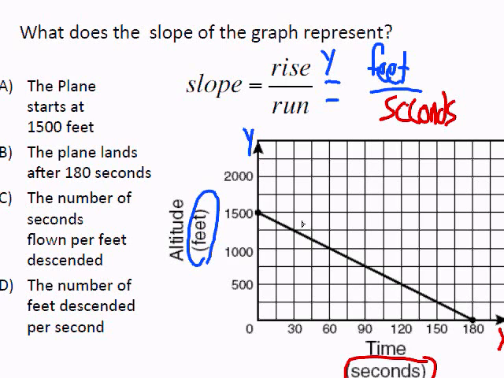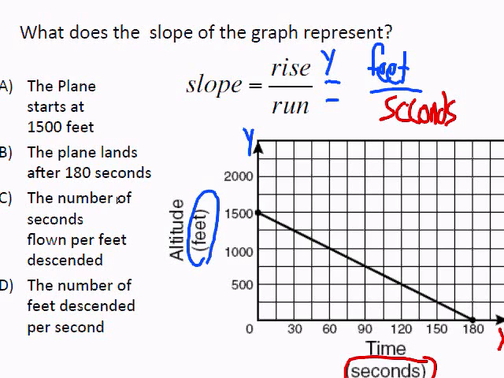That has to match unit-wise, otherwise the answer doesn't make any sense at all in terms of slope, because slope is going to be something to do with the number of feet per second, or this many feet in this many seconds. So let's go ahead and read through the answer choices and see if we can eliminate some answer choices that don't make sense in this situation.